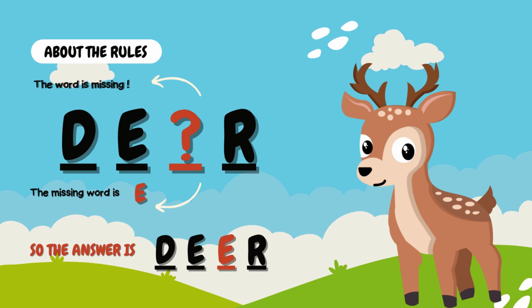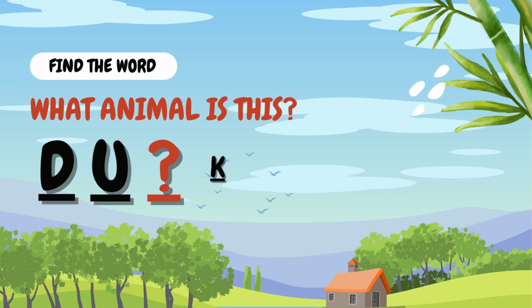D, E, question mark, R. The missing word is E. So the answer is eat. So let's start the video.